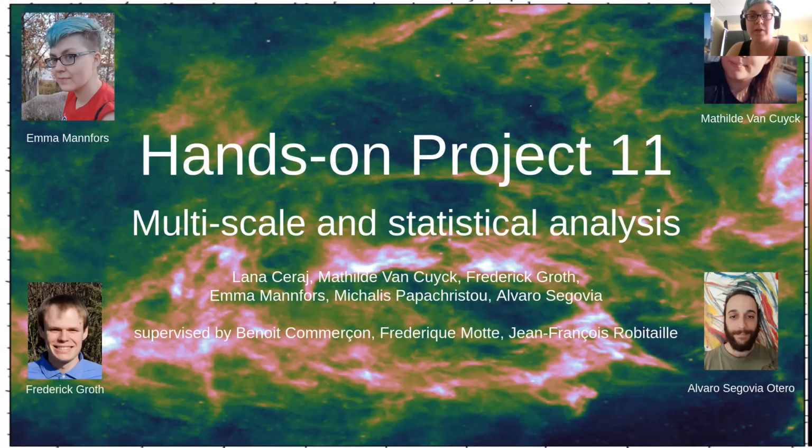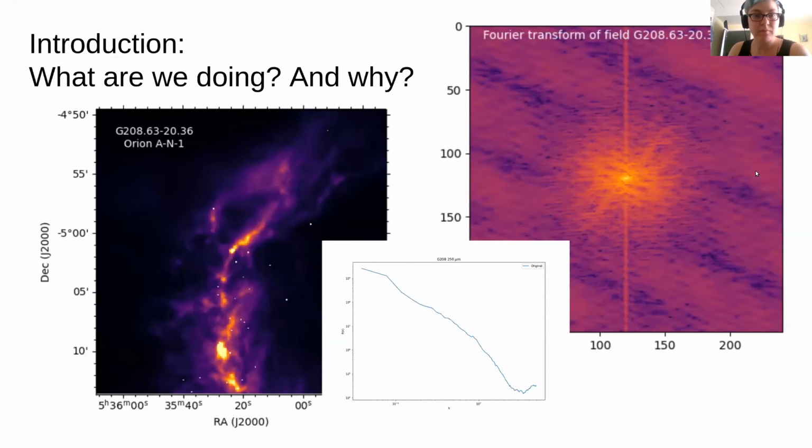Okay, so welcome. We're group 11, and you can see on the screen the participants and supervisors. Next slide. So first of all, what are we doing and why are we doing it? As we've heard in the past 2 weeks, the ISM has structures on all scales from the galactic all the way to dense filaments and all the way down to dense cores.